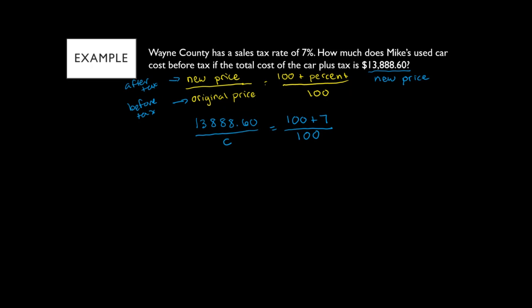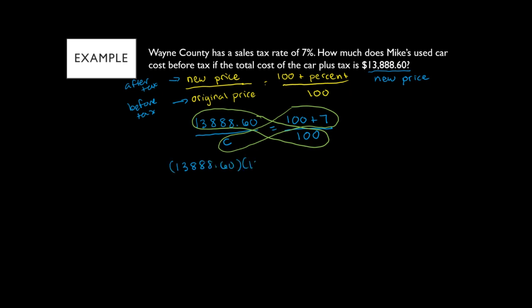So this is a proportion, and the way that you solve proportions is by multiplying the diagonals. So it's cross multiplying. So you're multiplying these together, the 13,888.6 by 100, and then multiplying the other diagonal together. So what this looks like is that we've got our 13,888.6 times 100, and then you still have an equation. So you've got your equal sign in between there. And then it's C times 100 plus 7.